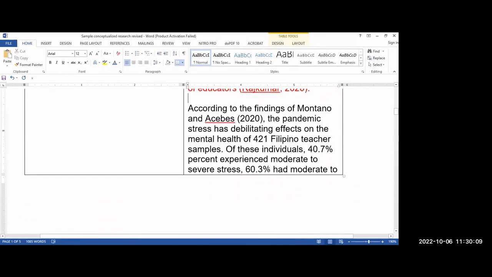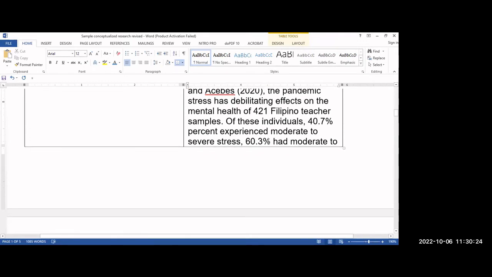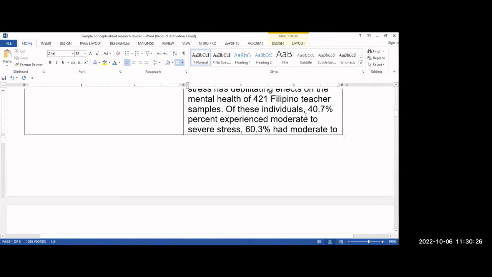So the next is you can also look into the Philippine problem about psychological well-being. According to the findings of Montano and Aceves, the pandemic stress has debilitating effects on the mental health of Filipino teacher samples. Of this, 40.7% experience moderate to severe stress. Okay, so makikita nyo, there are really statistics to show that there is a problem.